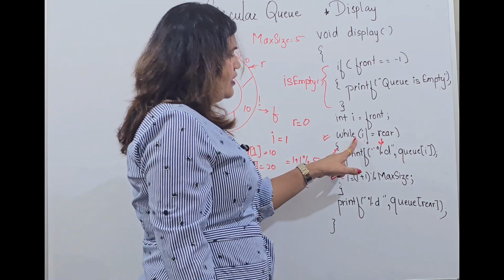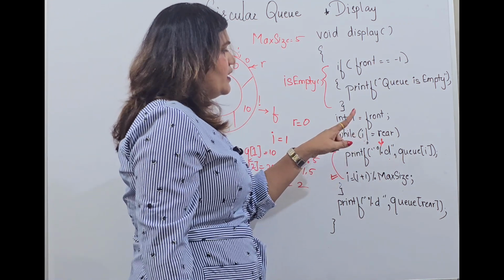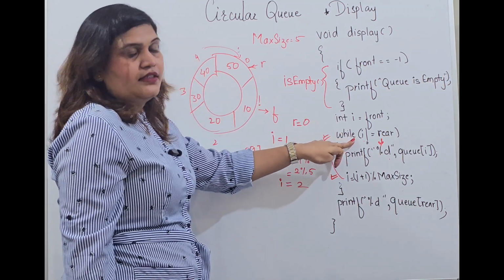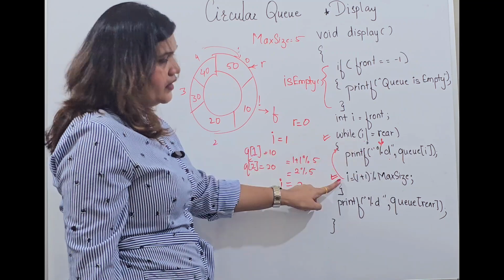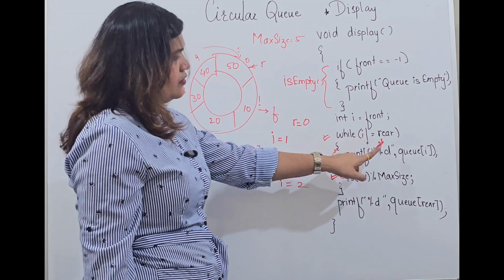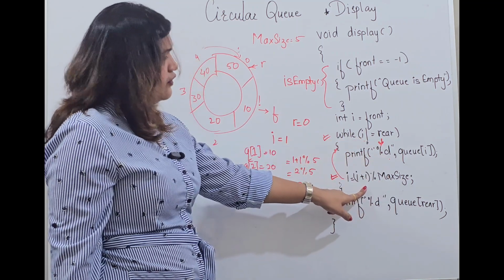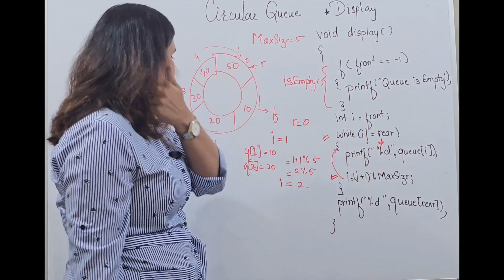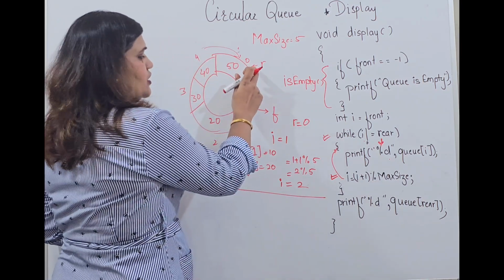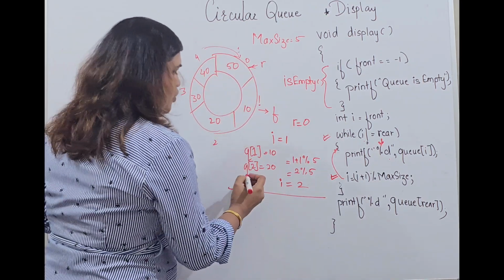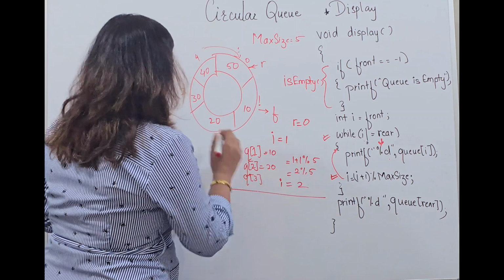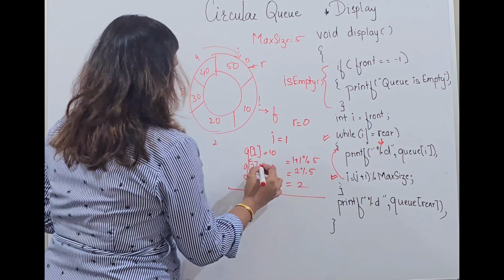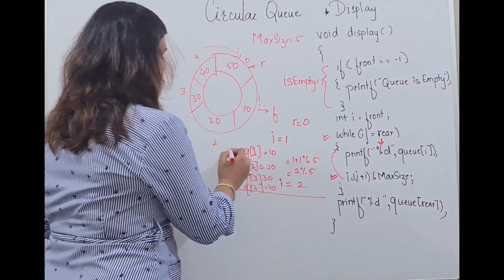Again, it will not end. My while loop is still functioning. Only when the condition goes false will I come out. So again, i's value is incremented to 3. After 3, it will check the condition, print it. After that, it will become 4. Check the condition, print it. After that, it will become 5. Now let's check the last condition. It has printed Q1, Q2, Q3, 30, Q4 is 40. Okay, till this it has printed.